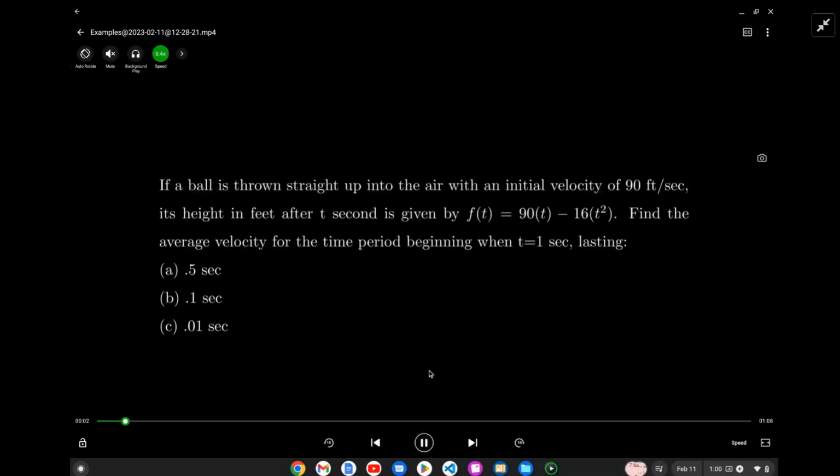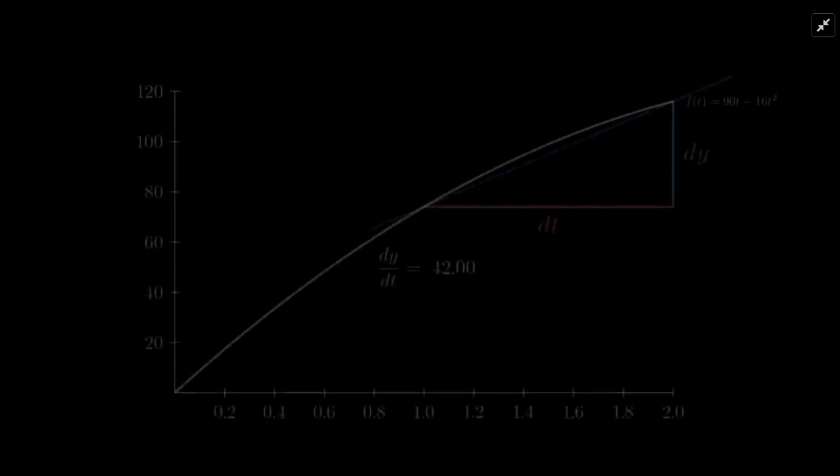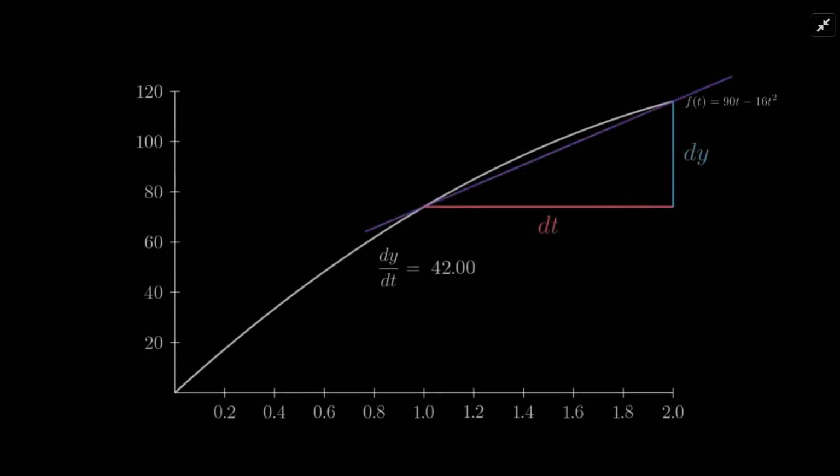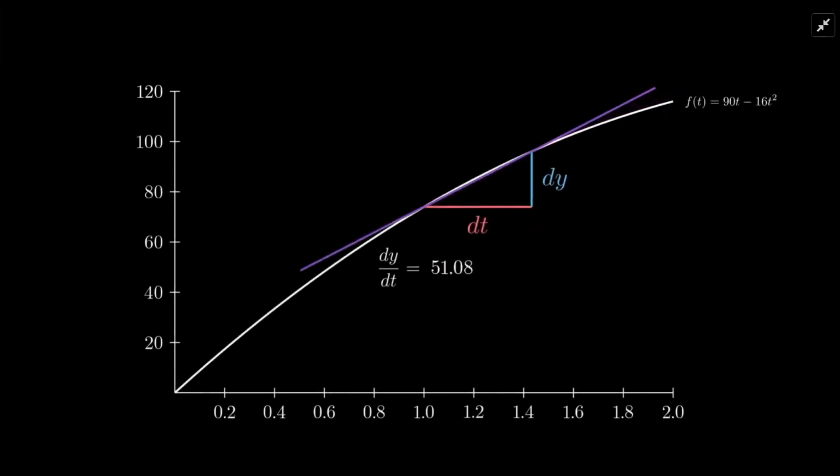Let's look at our function. Good to draw these things. So it's a curve, right? It's a parabola, the t squared. And we want to see how this purple line, how the gradient of that changes as the dt changes.